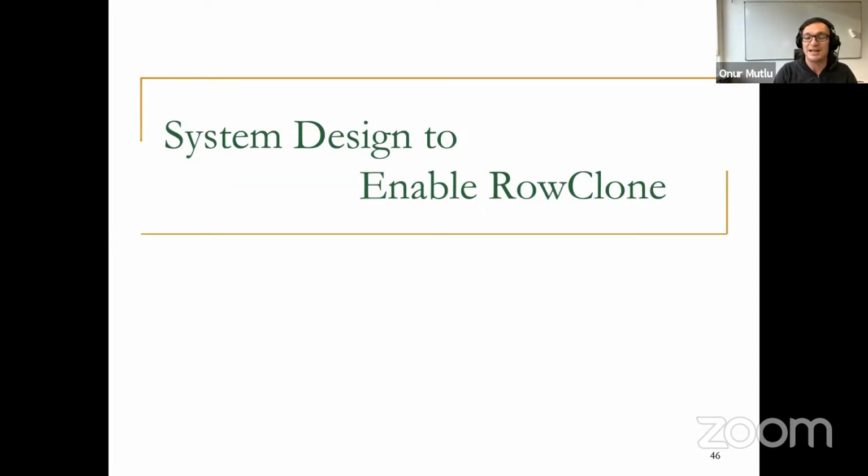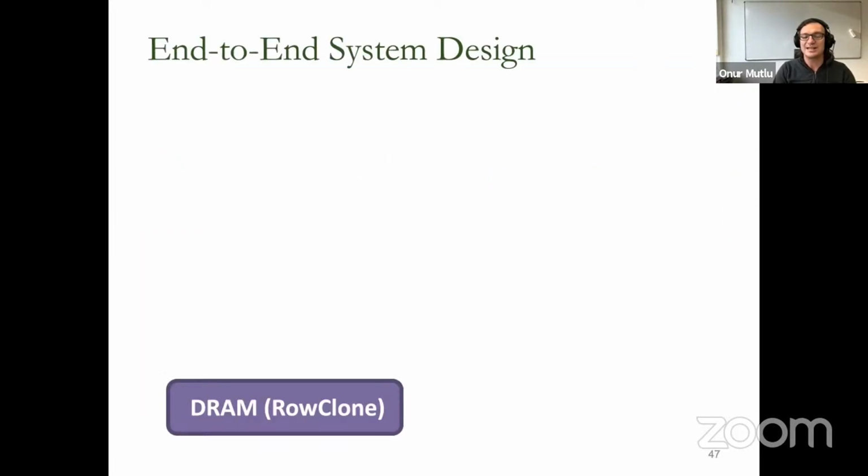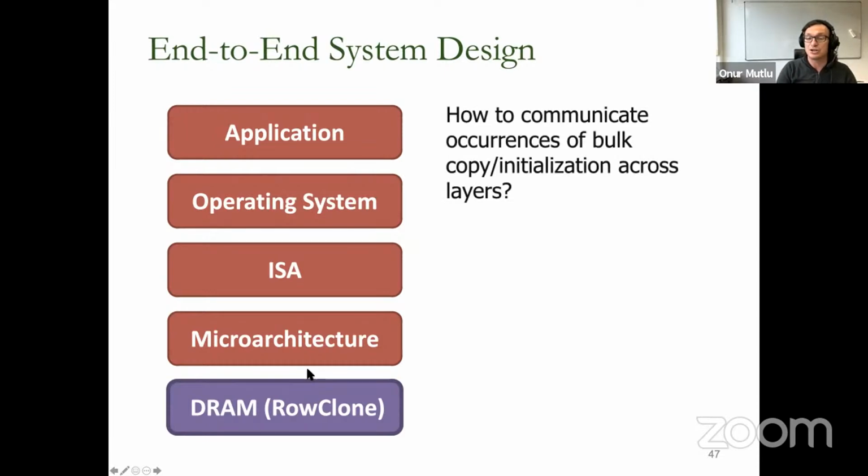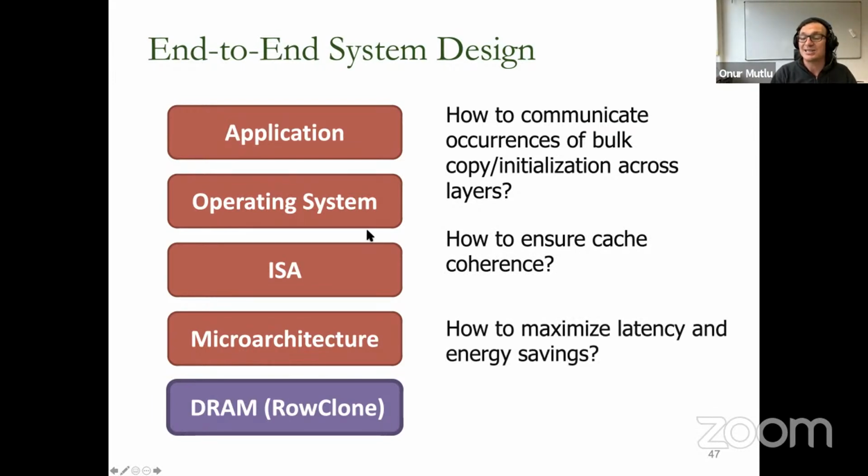If you want to really take advantage of an idea like this, you really need to design the system to enable it. So your DRAM may be RowClone capable, but your application needs to take advantage of it in the end. So you really need an end-to-end system design to enable this. And the paper talks about multiple different issues. How do you communicate occurrence of bulk copy initialization across the layers from the application into the DRAM? How do you ensure cache coherence? The paper talks about that. How do you maximize latency and energy savings? And how do you handle data reuse?